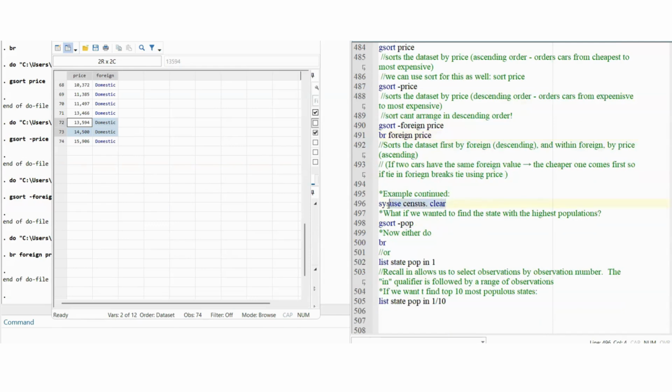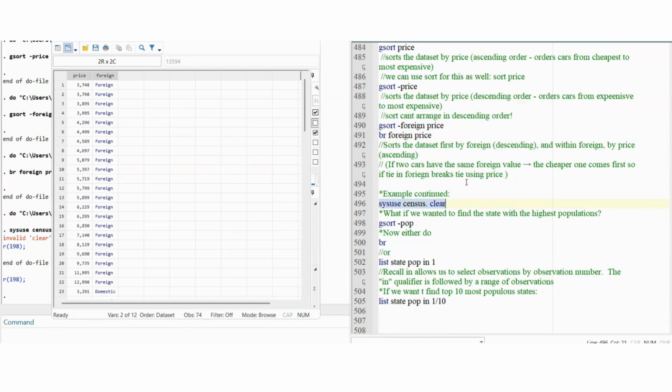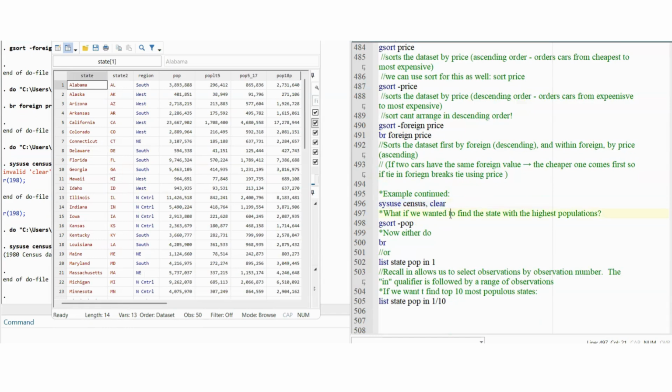So if we go back to the other census example that we were doing, we were looking at this data set. Initially, we looked at how we can use sort to find the state with the lowest population, but now we want to use gsort to find the state with the highest population. So what I can do is arrange my data set in descending order based on population, where the most populous state will be my first observation.